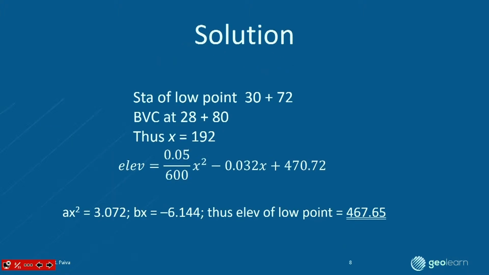So hopefully you can be successful in getting to this point. Remember, the stationing of the low point is at 30 plus 72. The BVC is at 28 plus 80, so we subtract one from the other to get 192 for the distance. When we substitute into the equation for the elevation of the curve, let me bring up my calculator.